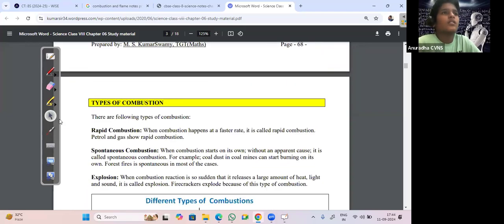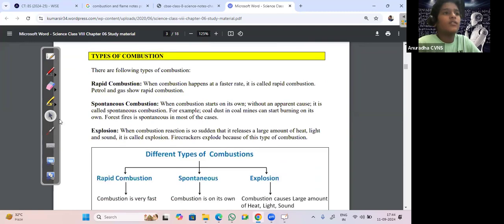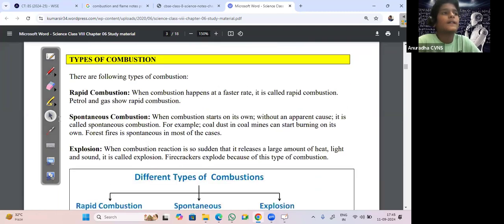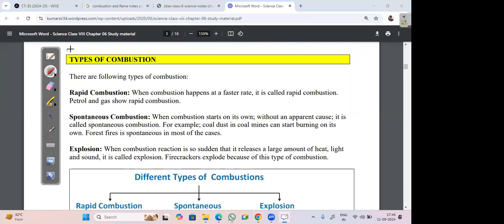Sir, why does it produce CO2 because of heat? The reaction can be represented like this. You have sodium hydrogen carbonate. When heated, this forms Na2CO3, sodium carbonate, plus carbon dioxide plus water.